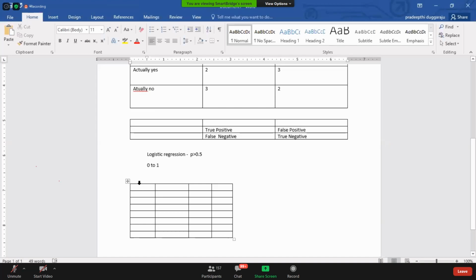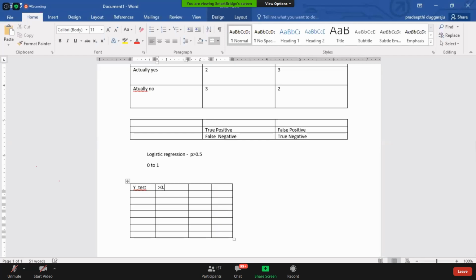Now this is my y test. Whenever I pass the values, I'll get ranges between 0 and 1. So for the first instance, I'll take it as greater than 0.5, greater than 0.2, or greater than 0.6. So these are the thresholds that I'll take. I have y test as 1, 0, 0, 1, 0, 1, and 0.